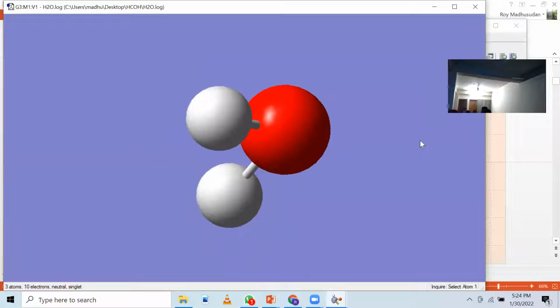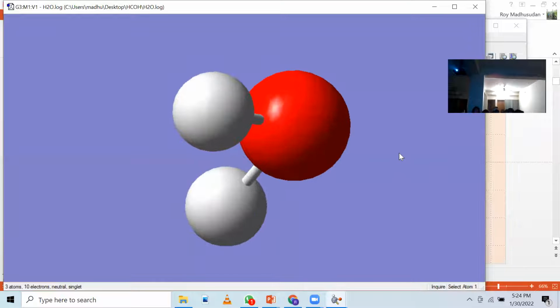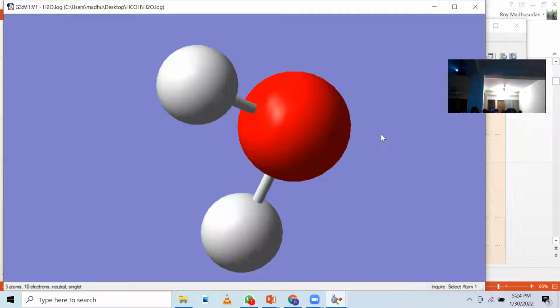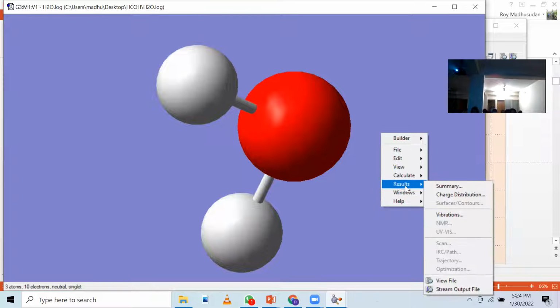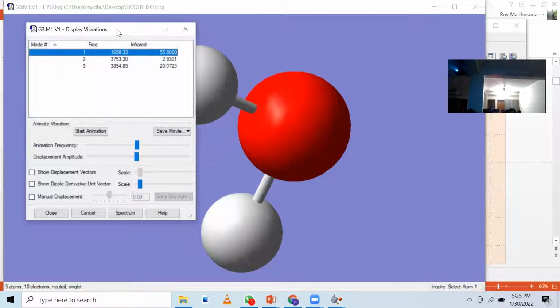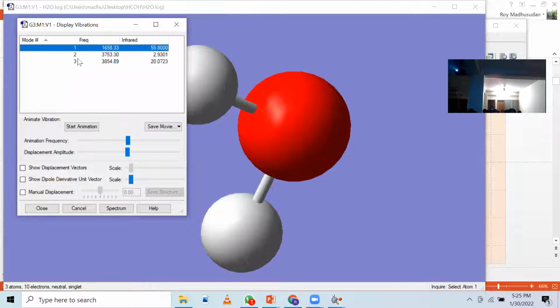This is my water molecule. Can you see? Okay. Now, if I want to show what types of vibration modes we can have, I am going to show the results. This is vibration. Here you can see 3 vibration modes: 1, 2, 3. Now I will show the types.